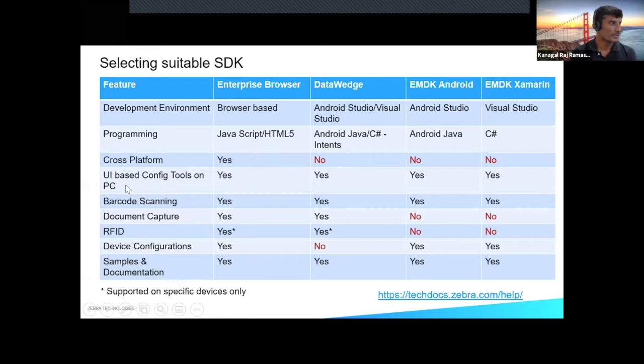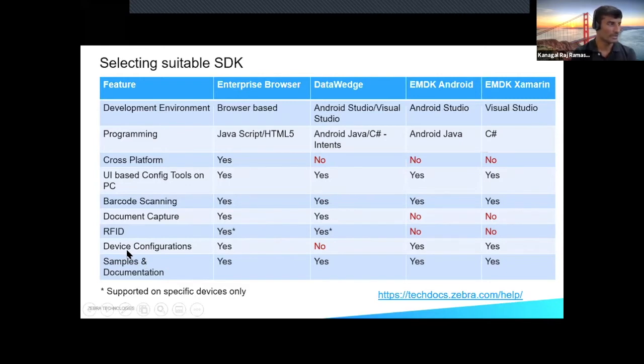There are a lot of UI tools available on the PC, and that's available on all the SDKs. Barcode scanning is supported in all the SDKs. When it comes to document capture, it's supported in the enterprise browser and DataWedge only. So the EMDK Android and Xamarin do not support document capture. Similarly, RFID is supported by enterprise browser and DataWedge, but only on specific devices. If the device has the capability to read RFID tags, then it will be supported.